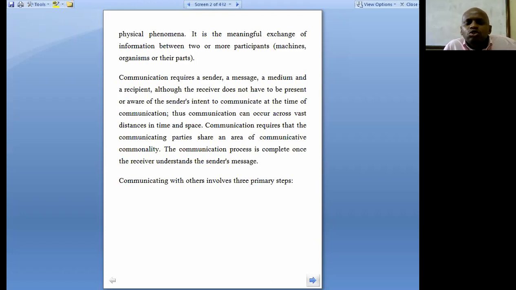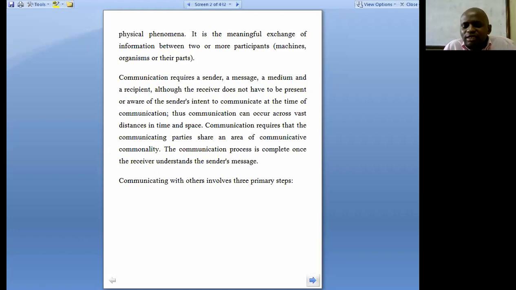And for communication to be successful, there are some components that are very critical. Some of those components include, there has to be a sender. A sender is the person who encodes the message, who has the idea, and that idea wants to be communicated. And there has to be a message. So the sender is the one that conceives the message. The idea is normally put on paper through a certain media.